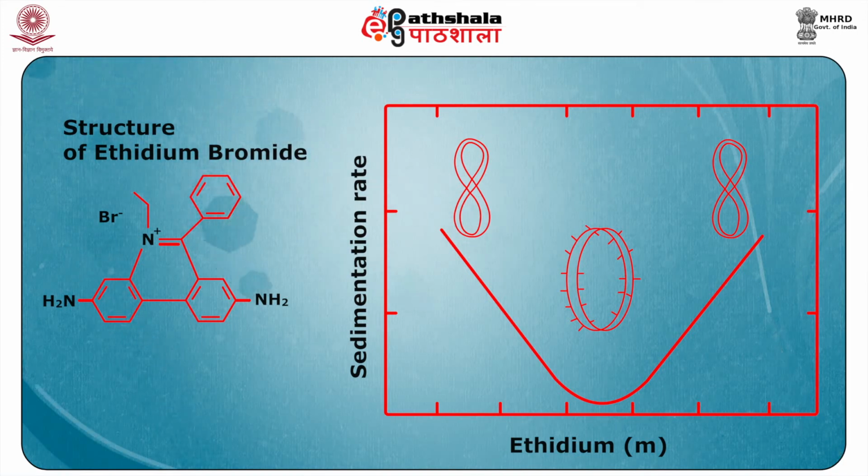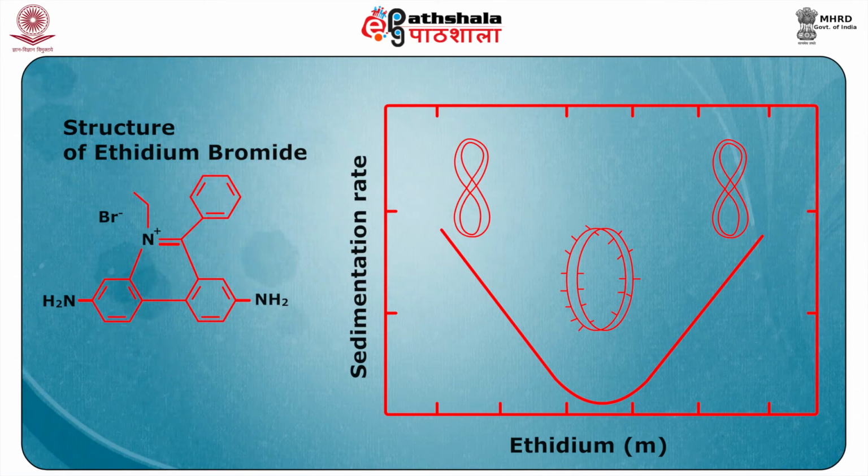A compact DNA molecule would have a higher sedimentation value. However, when more and more ethidium bromide, an intercalating drug which goes and sits between the base pairs, is added, the DNA molecule would become longer and longer and therefore have more volume and have therefore a lower sedimentation value.